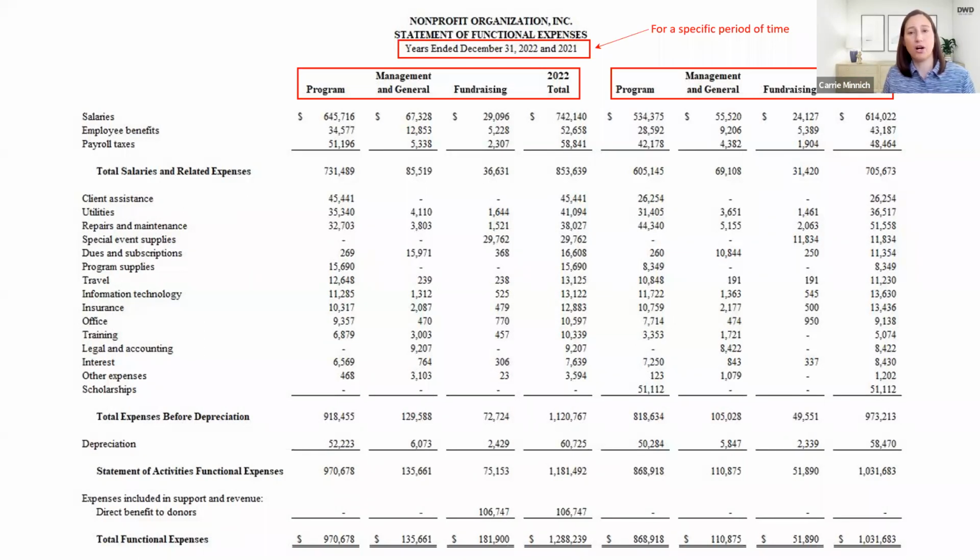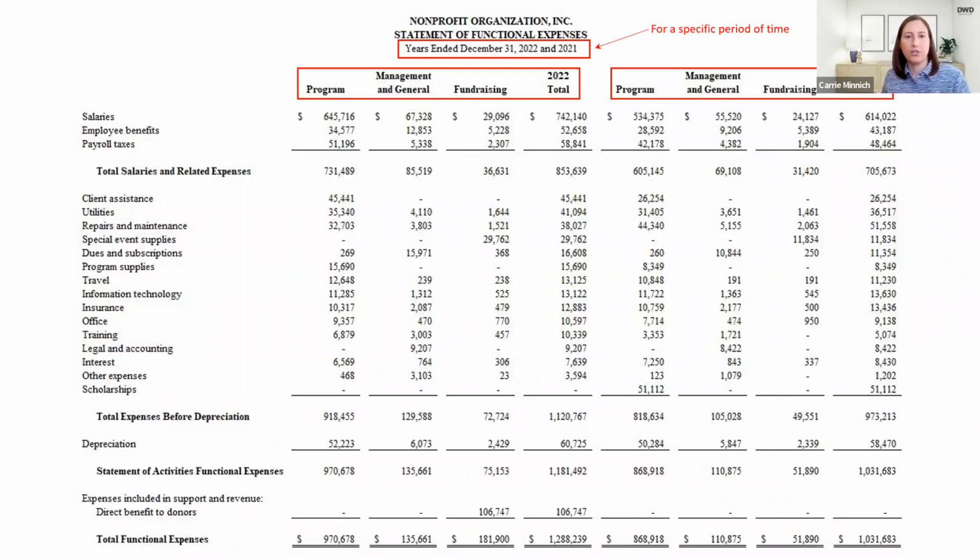So for example, your audit cost is a management and general expense. It doesn't matter what kind of programming you are offering, because you have a nonprofit and have to have an audit done, you have to have an audit done. That's just a management and general expense. Fundraising expenses are those expenses that relate to trying to get people to give to your organization. So if you have an annual mailing request, your special event, the supplies, postage related to that, those types of things are fundraising expenses.